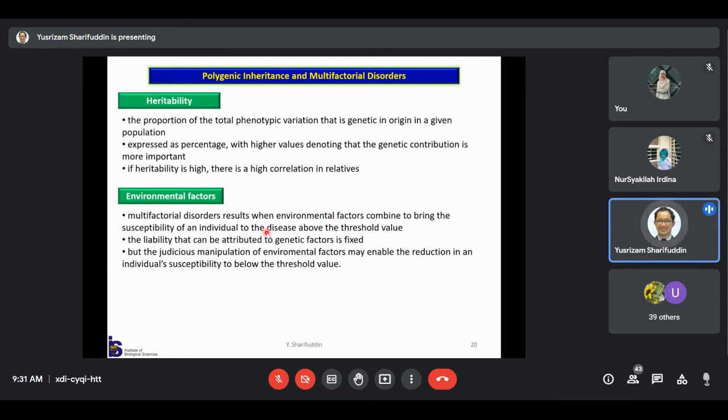For example, somebody has a predisposition to develop emphysema. Genetic predisposition to develop emphysema, which is inflammation of the lung. If that particular person does not smoke, you don't have that kind of increase above the threshold value because you don't smoke. But if that particular person is stupid enough to smoke, then you will develop emphysema. Because you have genetic predisposition, but you also introduce the trigger from the environment.